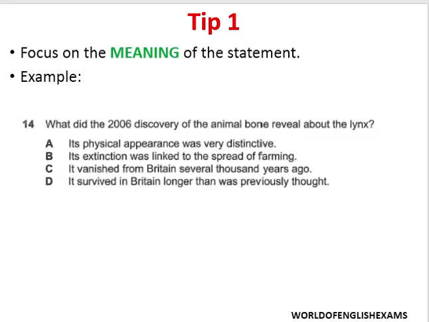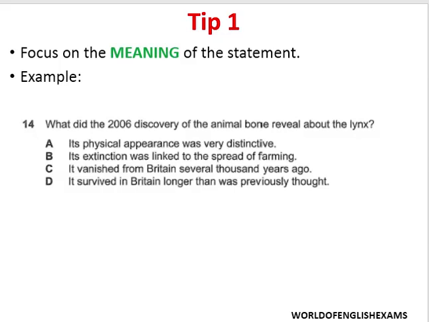If you fail to understand the meaning and just base your understanding on the keywords, it could be a risk, because more than one keyword could be repeated again and again in the text. That makes it even more confusing for you to grab the answer. So my first tip is to focus on the meaning of the statement. For this, I am going to give you an example.